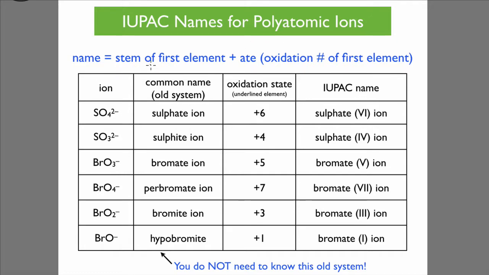You just put the stem of the first element, so if it's sulfur, then you put -ate, sulfate, bromine, so bromate, okay? And then you just write the oxidation number of the first element. So you'd calculate the oxidation state of sulfur, and in this case it's +6, so you'd have sulfate(VI) ion. For this bromate ion, the oxidation state is +5, bromate(V) ion, etc. It's very straightforward, and it's a simple rule to follow.